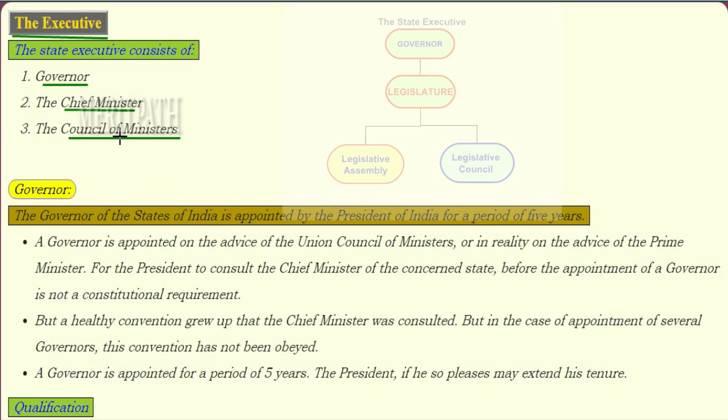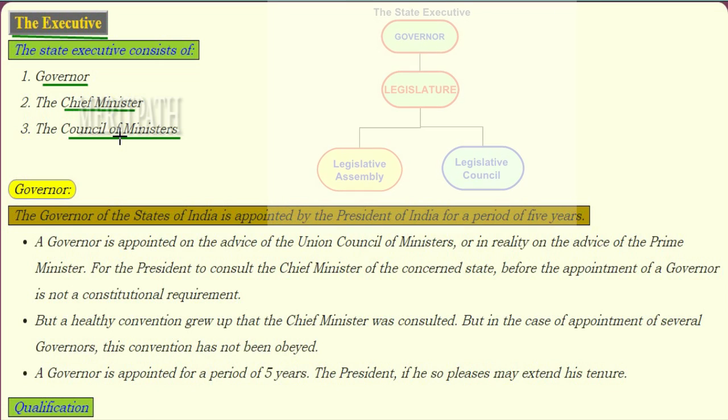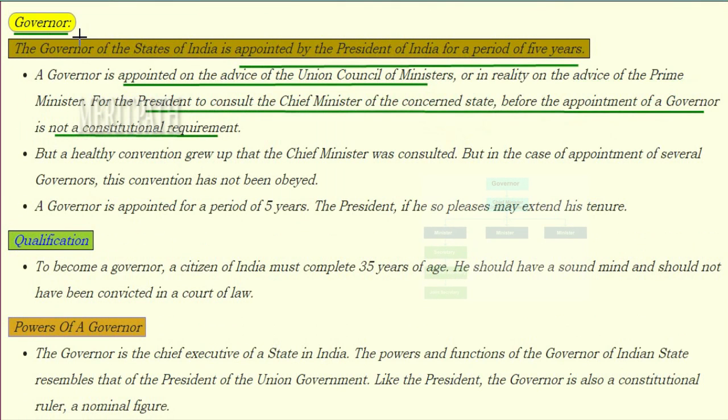All these people together form the executives of the state. Next is the governor of the state. He is the state chief executive. He is appointed by the President of India for a period of 5 years. He or she can be appointed by the President of India, and the term period of the governor is 5 years. Governor is appointed on the advice of the Union Council of Ministers, that is central ministers.